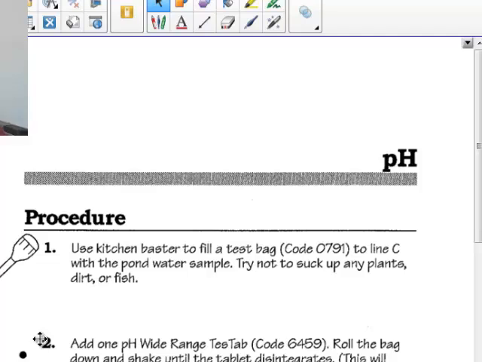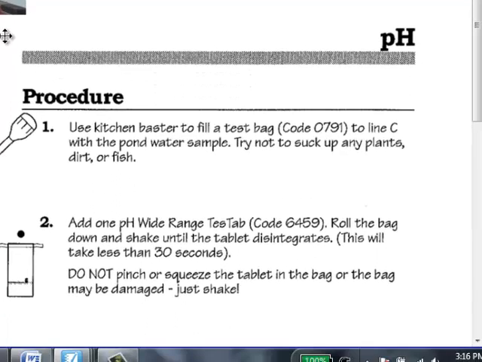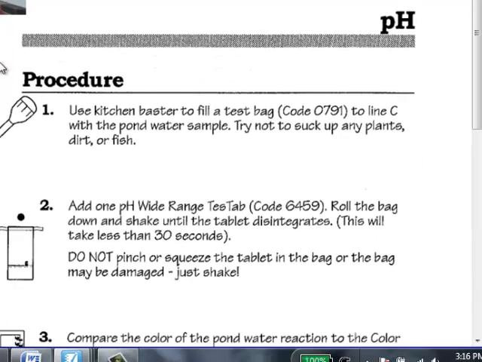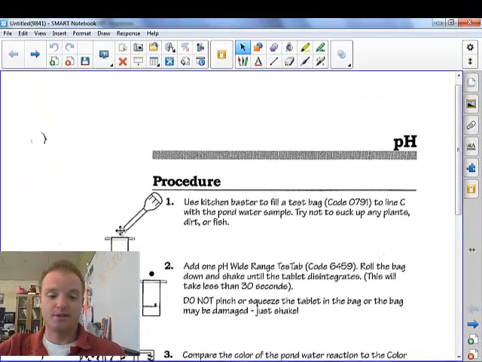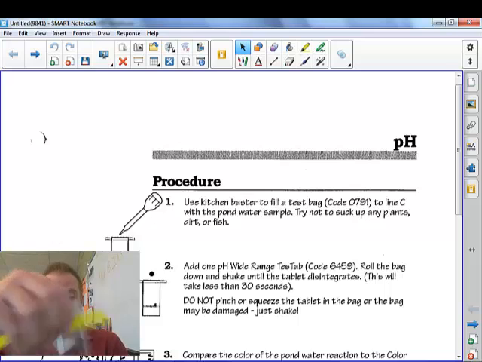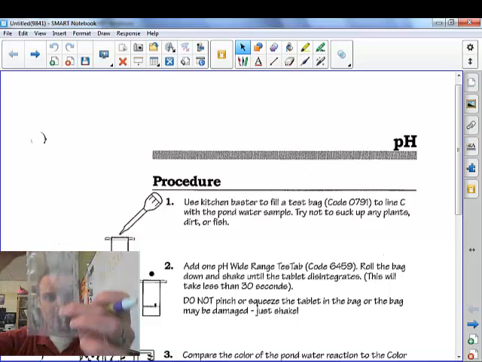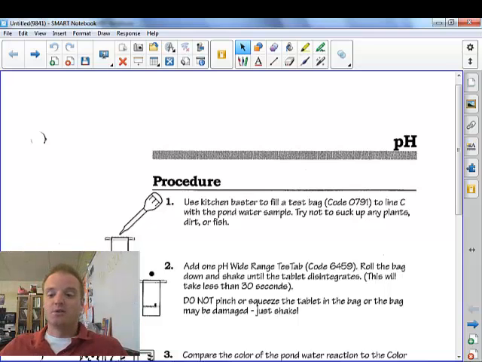So it's okay if you have 4 or 5 people, there's 4 or 5 tests that everybody can be doing. You're going to simply follow the procedure steps you have written below you. In the kitchen, we have the basters in the bin up front, and the baggies you're going to be using are these baggies right here. You can see line C is written on there, so you can see where line C is on all the bags. And again, try not to suck up any plants or dirt or fish.